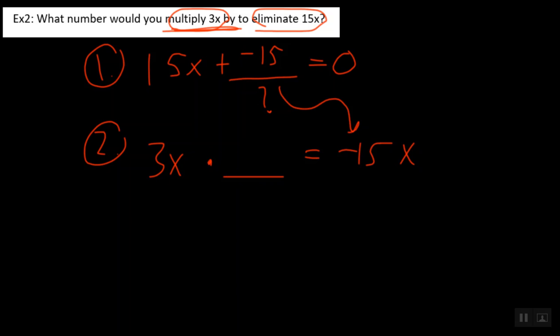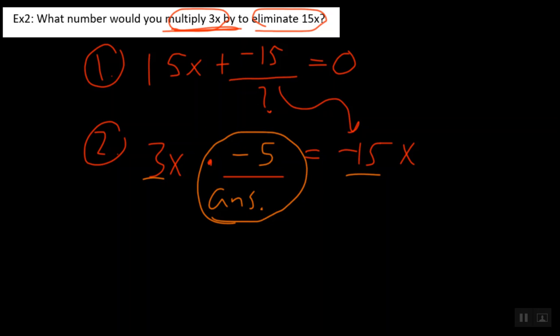Now, I want to make this abundantly clear. Whatever we are going to multiply it by, that is the answer to our question. So y'all tell me, 3 times what number would get me to negative 15? Well, 3 times negative 5. And that is the number that we're looking for. Alright, let's move on to our next example.